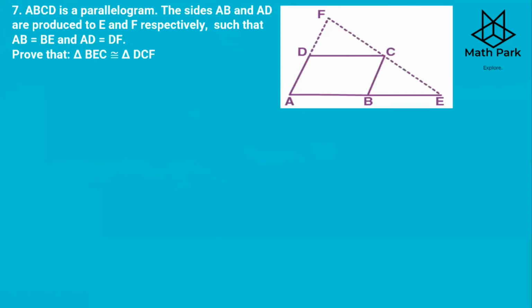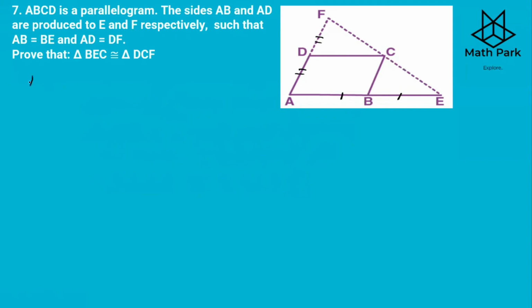Question number 7, we have a parallelogram. Okay, ABCD is a parallelogram. The side AB is produced to E and side AD is produced to F, such that you have AB is equal to BE. These two parts are equal. Okay, and you have AD is equal to DF. You have to prove triangle BEC is congruent to triangle DCF.